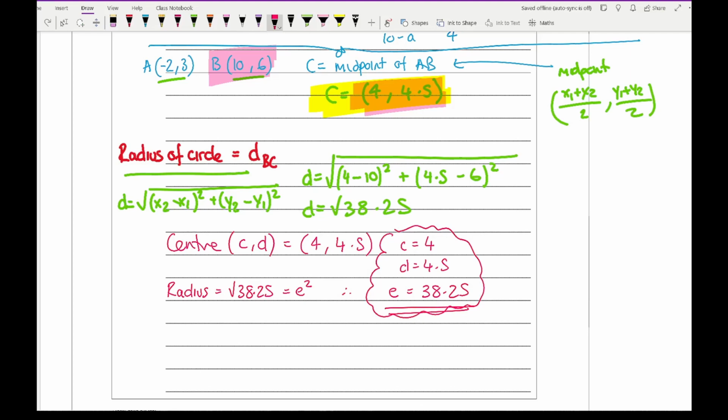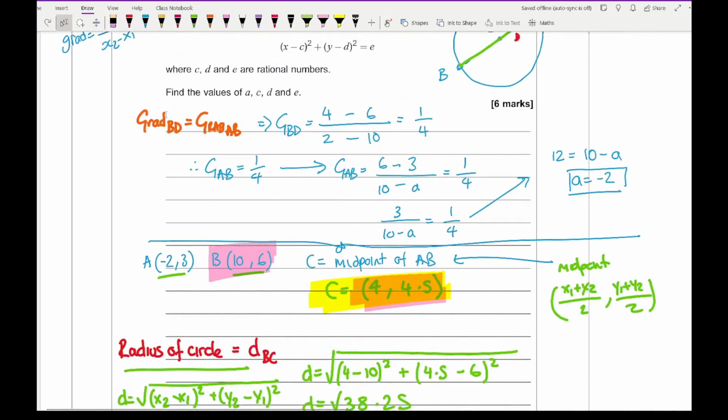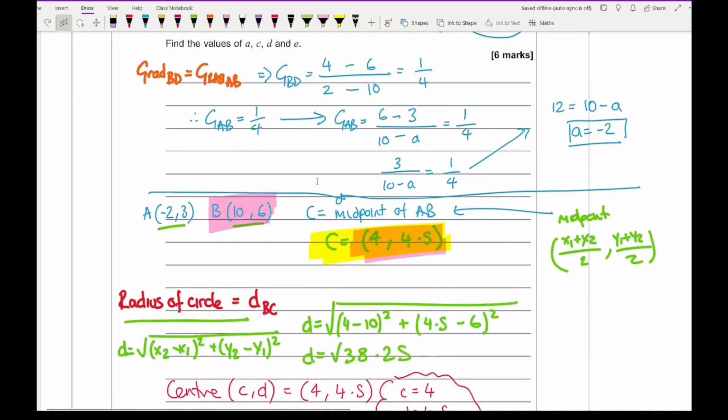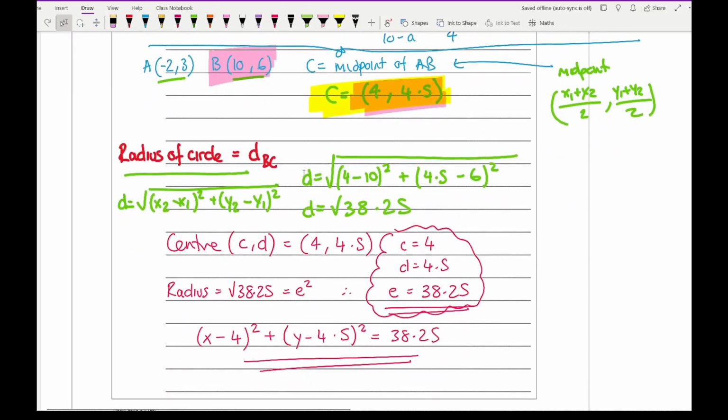Now if you wanted to, you could write it as an equation, so I could write x minus 4 squared plus y minus 4.5 squared equals 38.25. So you could write it like that, but just going back to the question, it just says find the values of A, C, D and E, and so there are my values, and if I wanted to I can always play that A equals minus 2, and there we go.